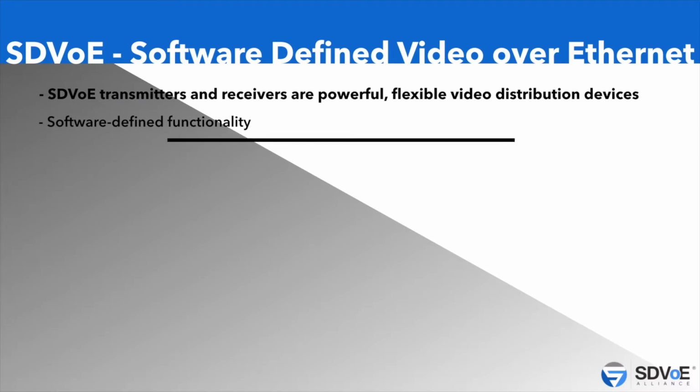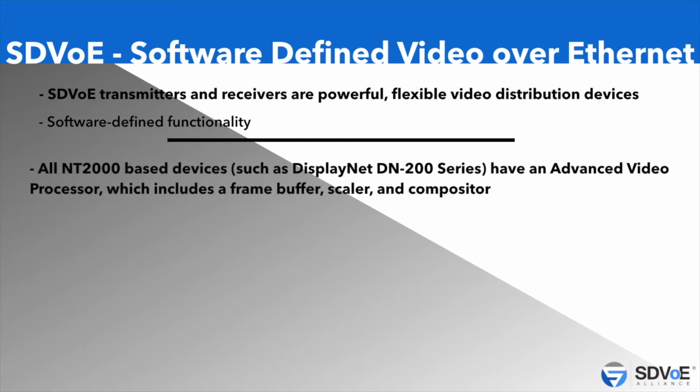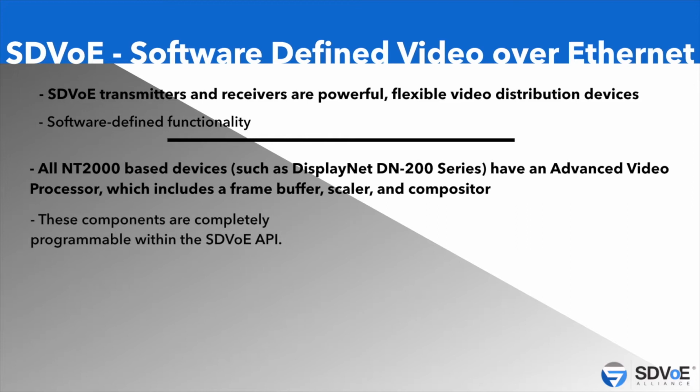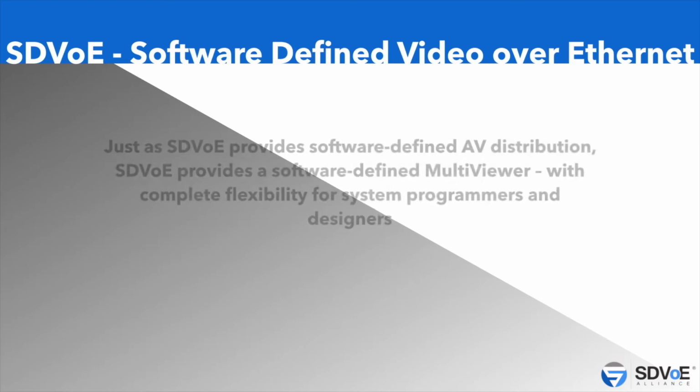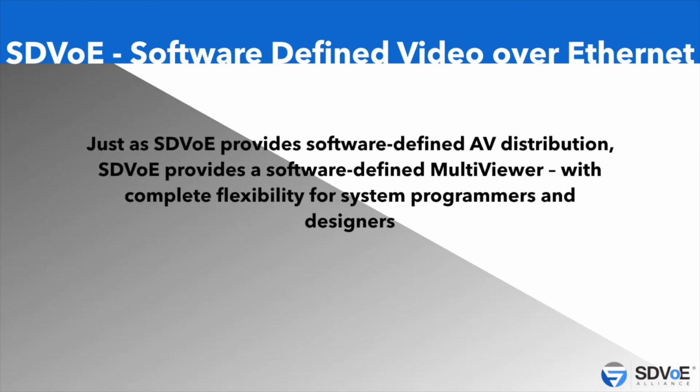As a part of this, all the NT2000-based devices, such as DisplayNet DN-200 Series, have an advanced video processor, which includes a frame buffer, a scaler, and a compositor. These components are completely programmable within the SDVoE API, and we can set the video processor to any resolution within the limits of the system, which is 10 gigabits and HDMI standard support resolutions, for scaled streams and for the output of the receiver, which is the canvas. We can talk a little bit about custom resolutions and how you can exploit that for very customized applications a little bit later on in the presentation.